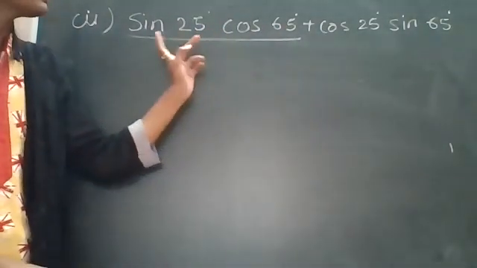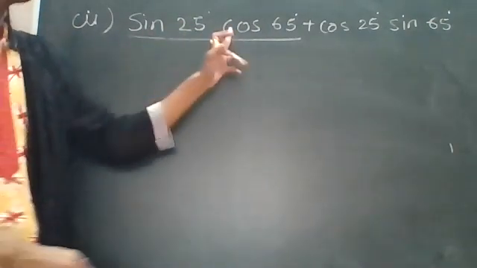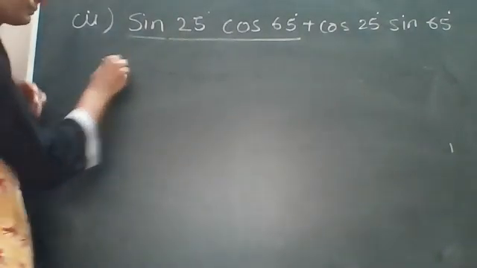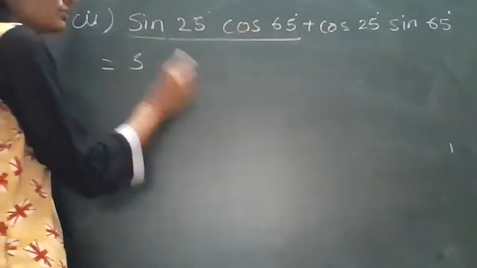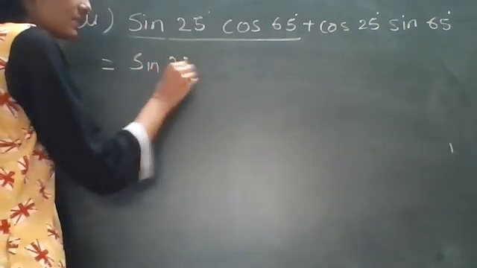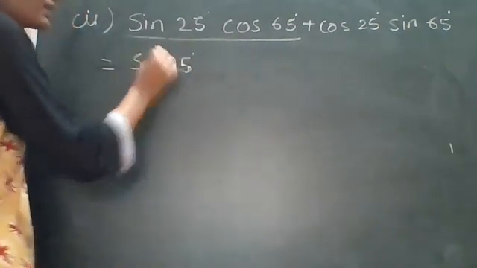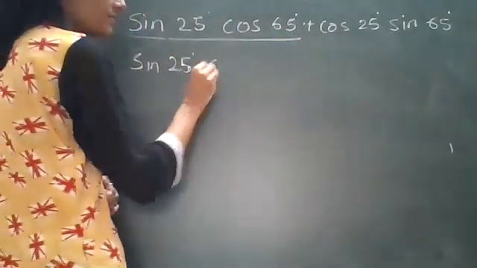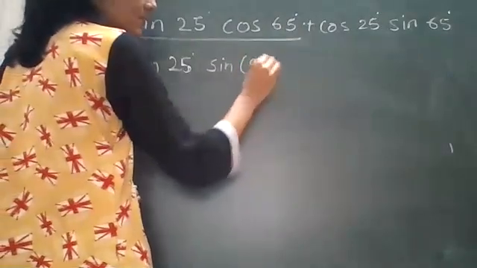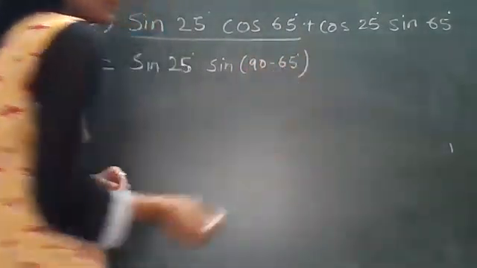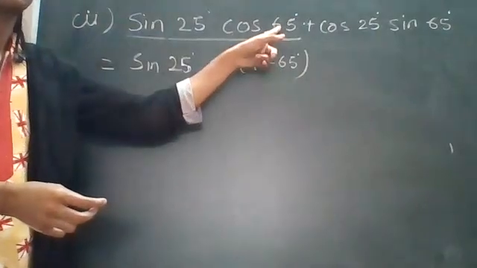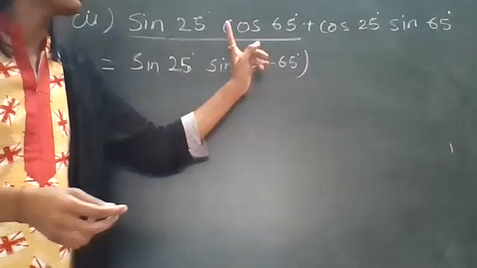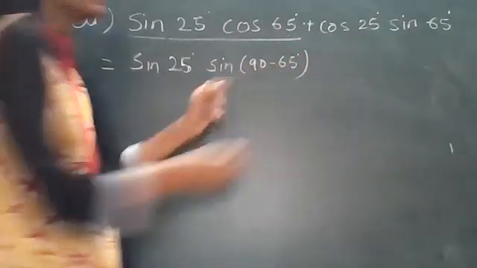So what we have to do? We have to convert them into one of them. Either you can convert cos into sin or sin into cos. See, we are converting cos into sin. Sin 25 degree will remain as it is. Now we are going to convert this cos 65 into sin. We can write sin 90 minus 65, which is equal to cos 65. So we can add over here.